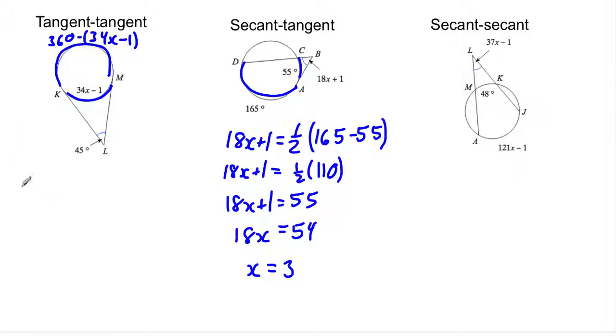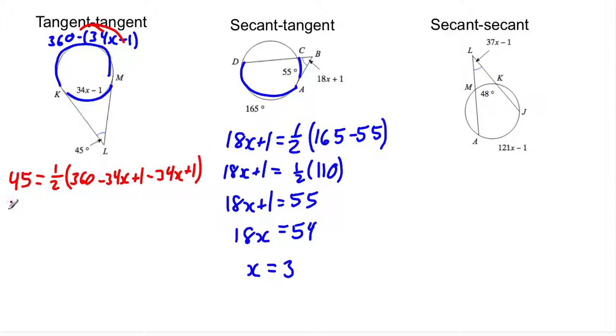So if we set this up, again, we know that that angle, 45, is going to be equal to 1/2 of the difference of the far arc. So that's going to be 360 minus 34x plus 1. And it's plus 1 because when we distribute this negative in, minus times minus is a positive. And we're going to subtract this 34x minus 1. So in doing so, we get minus 34x. Again, we minus a minus, that's really plus 1.